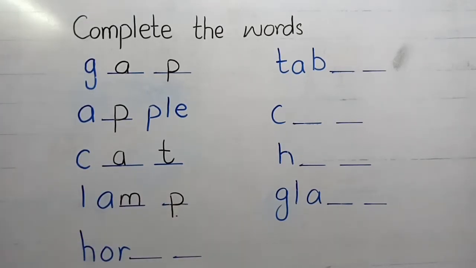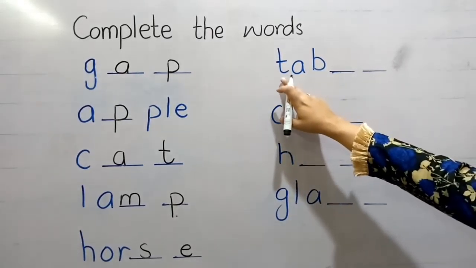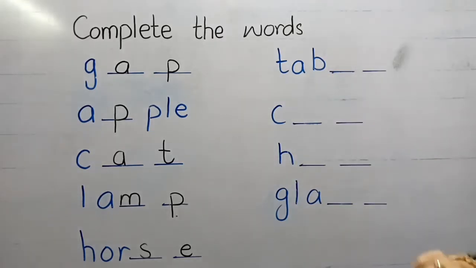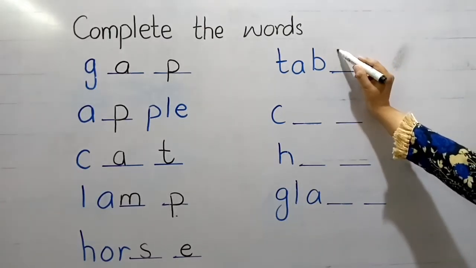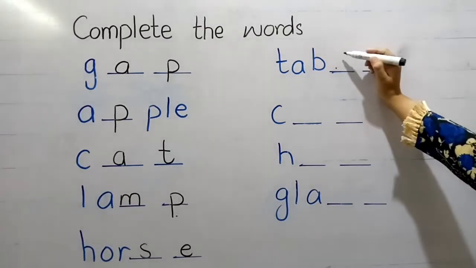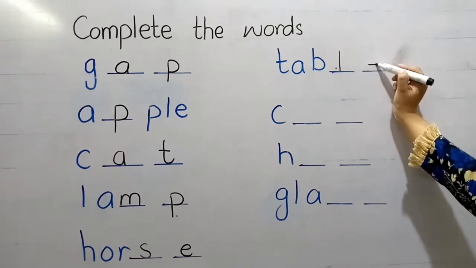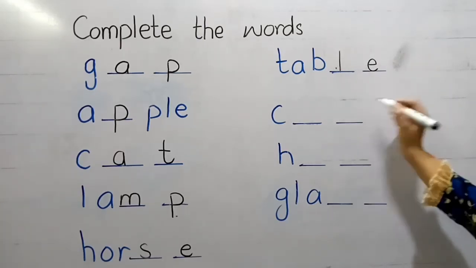Here is h-o-r-s. H-o-r-s-e, horse. Complete word, horse. Now next is t-a-b, tab. Here are two blanks. What do we put here? T-a-b-l-e, table.